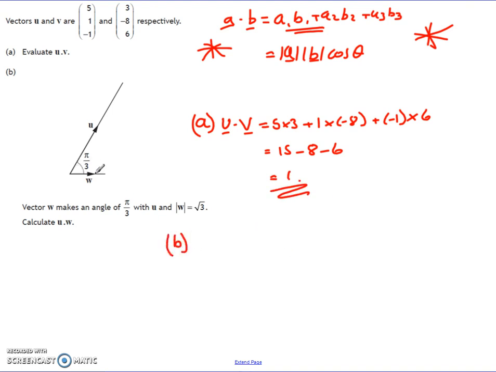For part B, I'm given an angle between the 2 vectors and I'm told the magnitude of 1. So what this means is I need to think about the second version of the dot product.